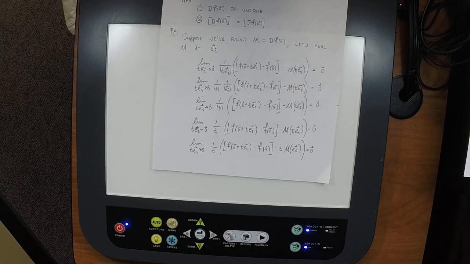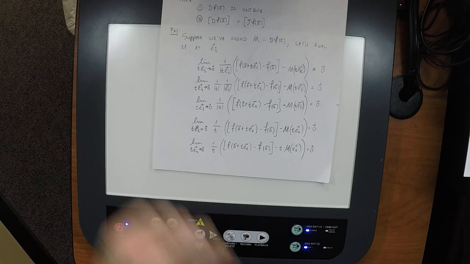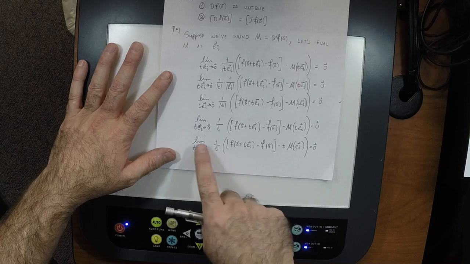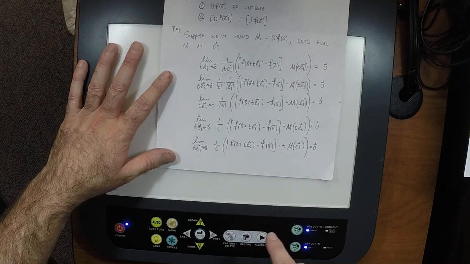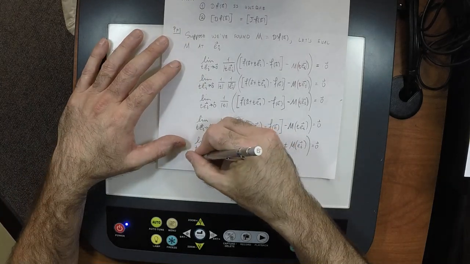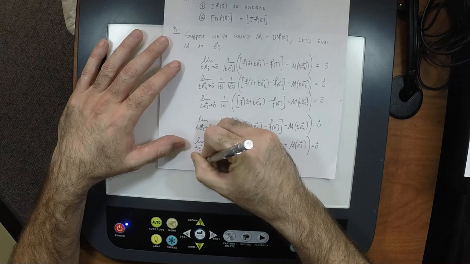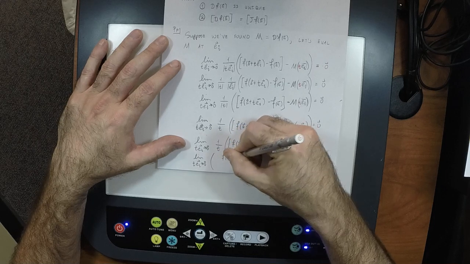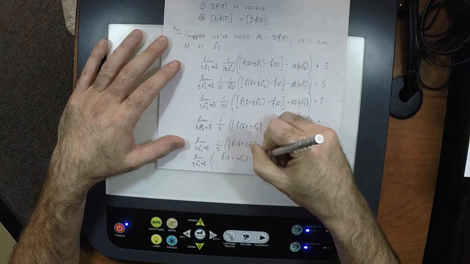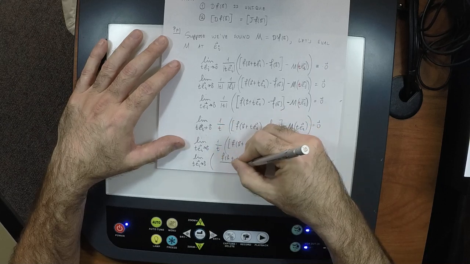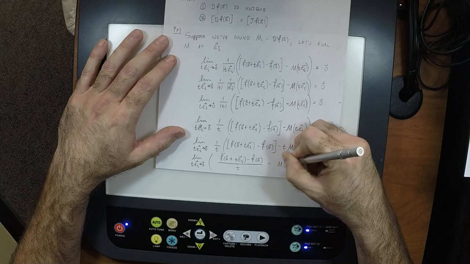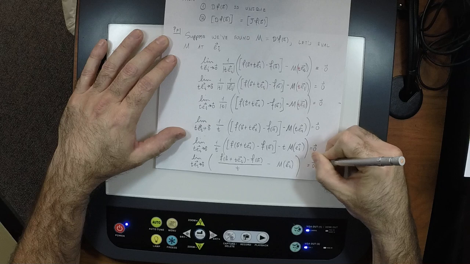I'm sorry? F is not linear. Mm-hmm. Do what? Probably distribute t and then move the limit through as well. Yeah. So have a look. Let's distribute the t. The 1 over t, I mean to say. Let's distribute the 1 over t in. And then we have what? The limit as t e_i goes to 0 of, now this will be f of a plus t e_i minus f of a, and then over t, that's what that one is. And then separately, I'm going to write minus M of e_i equal to 0. Now we're getting very close.